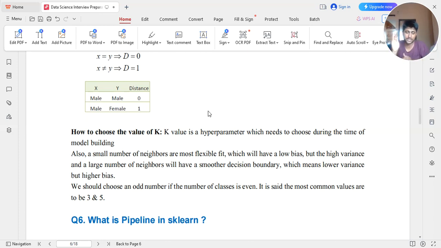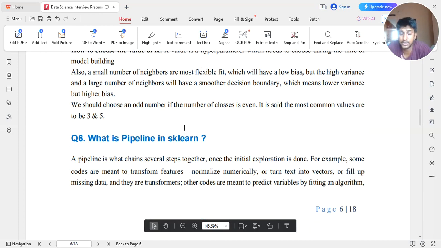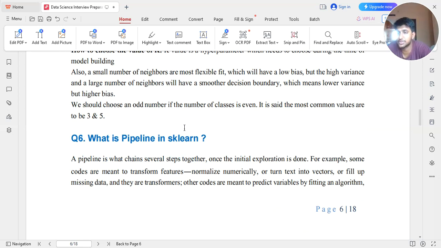If the number of classes is even, the most common values chosen are 3 and 5. Now there will be questions related to the libraries basically.